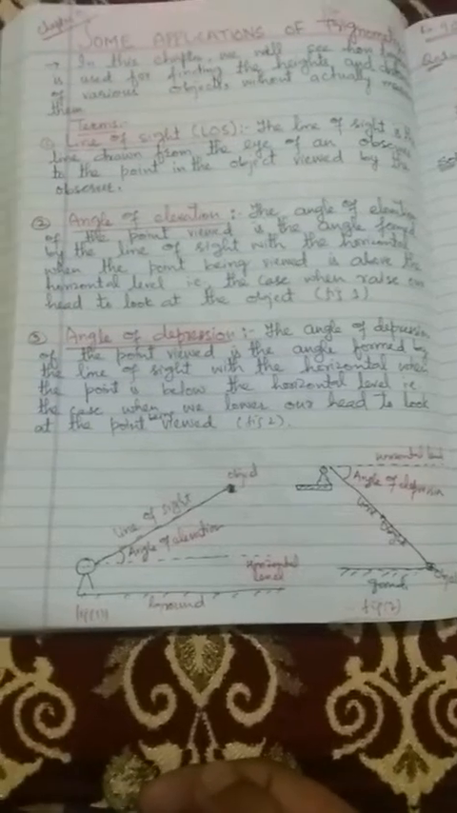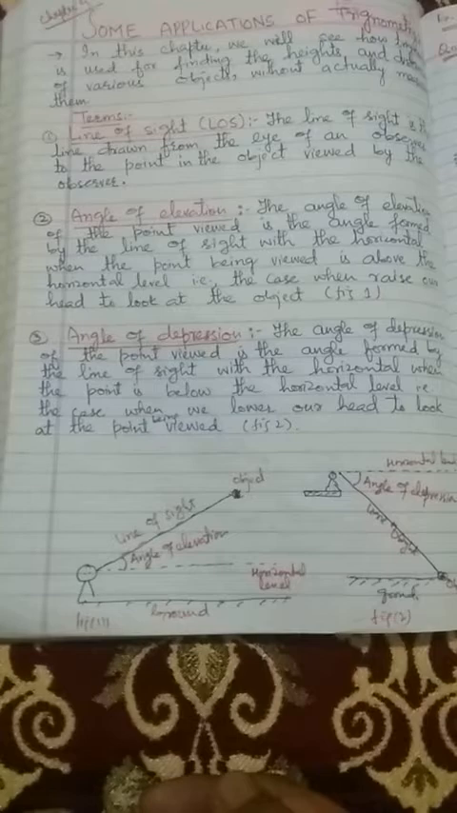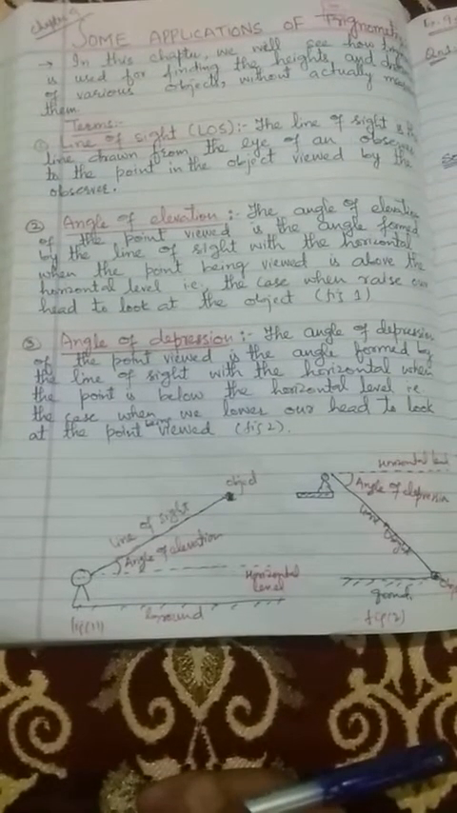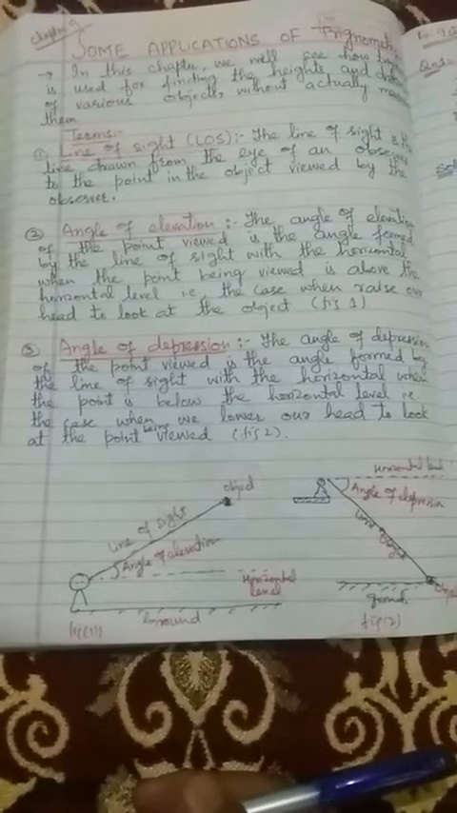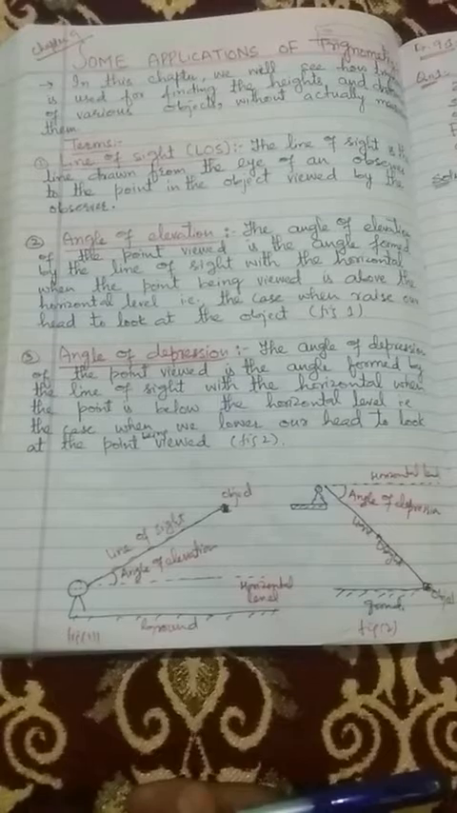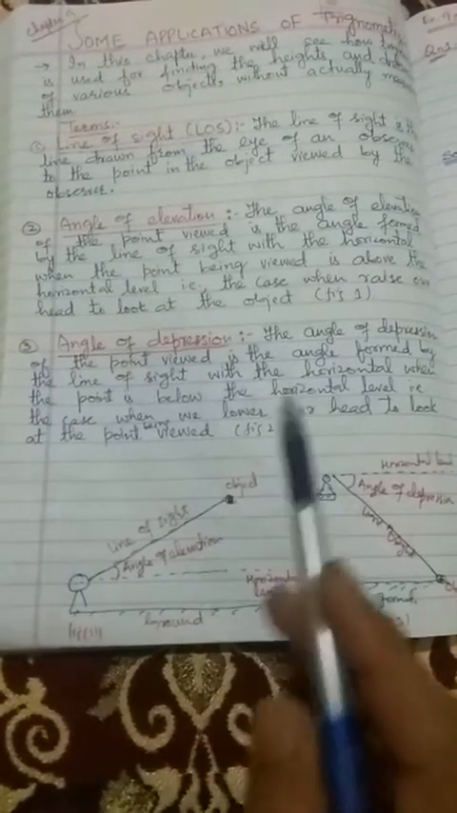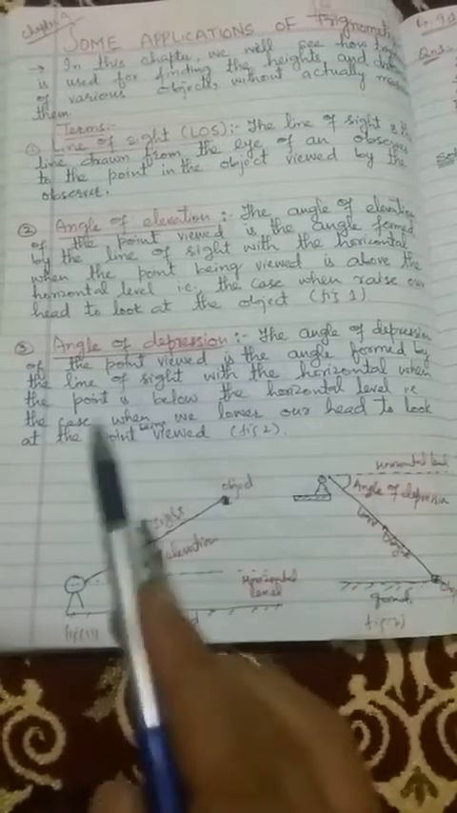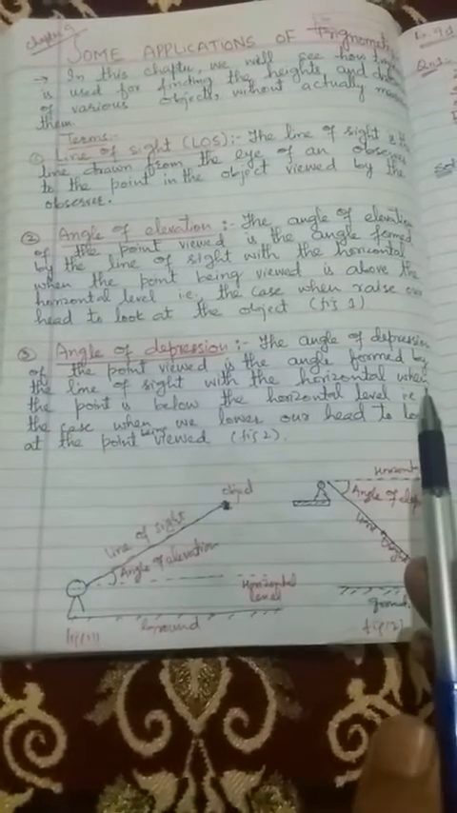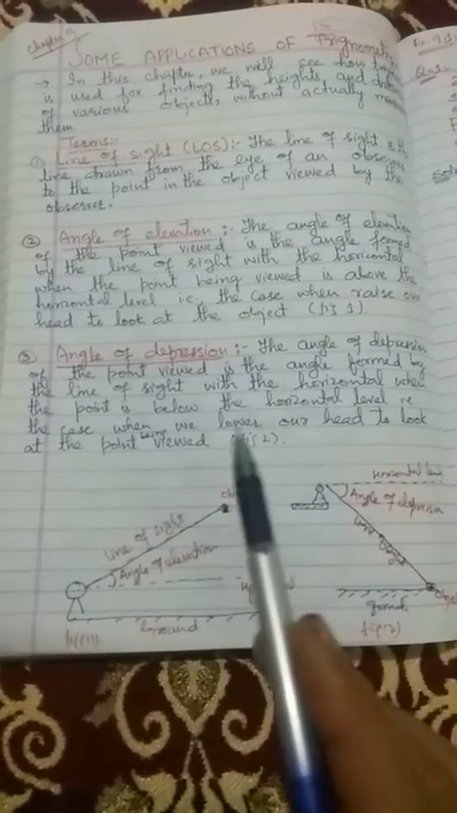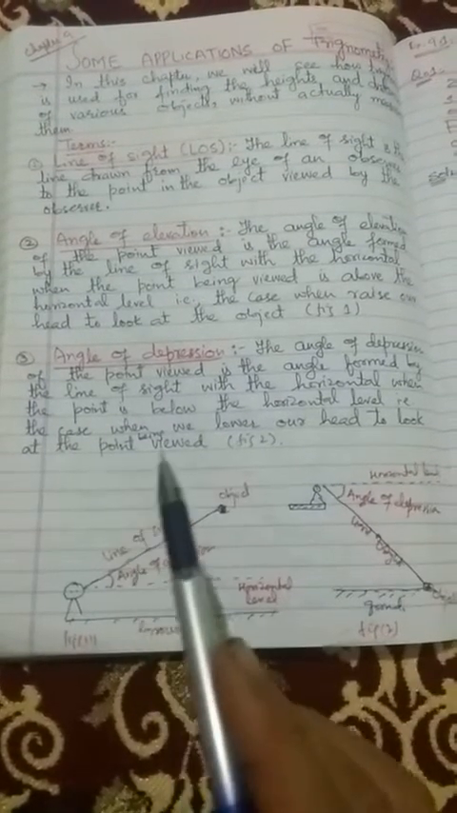इसी तरीके से एक और है, दैट इज एंगल ऑफ डिप्रेशन. एंगल ऑफ डिप्रेशन समझो आप, इसका उल्टा, मतलब नीचे देखना है कि मैं किसी पोजीशन पे हूँ, तो मैं नीचे की तरफ देख रहा हूँ. ऑब्जेक्ट नीचे है तो ऑब्जर्वर ऊपर है, तो मुझे सर अपना झुकाना पड़ता है. तो देखो, the angle of depression of the point viewed is the angle formed by the line of sight with the horizontal when the point is below the horizontal level. वही जो मैं बोल रहा हूँ, that is the case when we lower our head to look at the point being viewed.